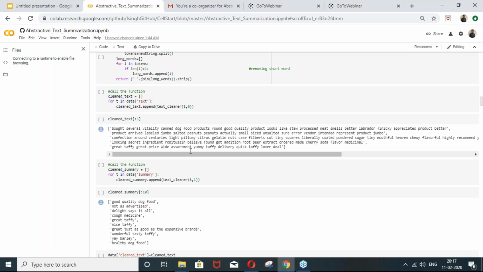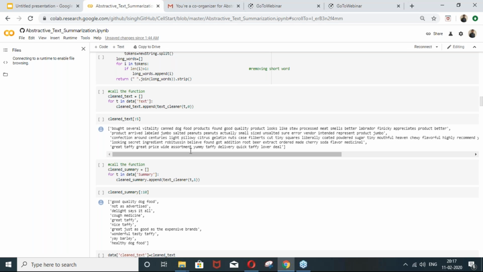I'm printing 5 reviews. As you can see, "I bought several Vitality canned dog food products and found them all to be of good quality." As you can see, all are in lowercase letters. No short forms are used. No 's is used. No brackets. So this is a similar kind of text.